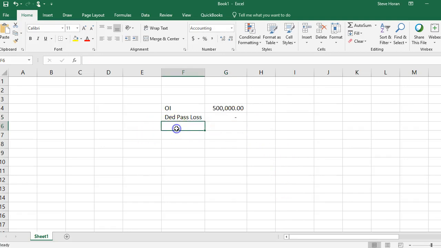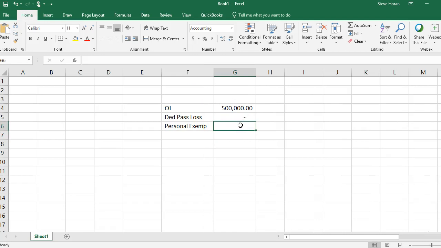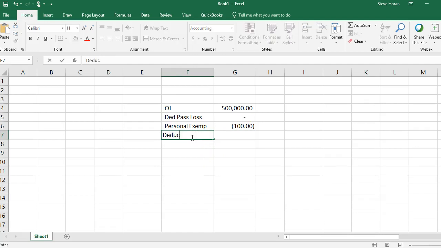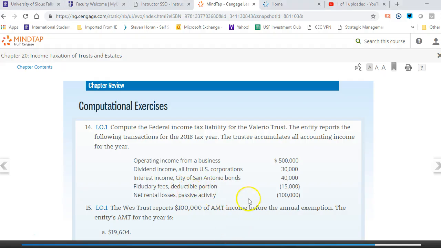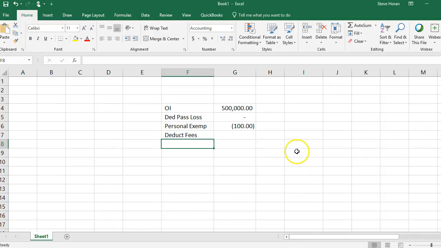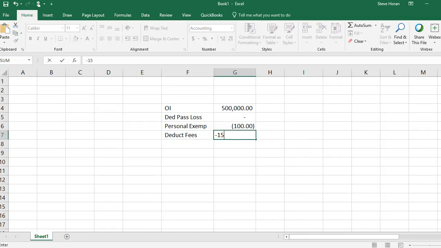And you get a personal exemption, which is not very much, but we might as well plug it in there. Okay, it's only $100, but we'll put that in, minus 100, and then deductible fees. And the fees right here are $15,000. Okay, so then we just add those up, and we get $484,900.